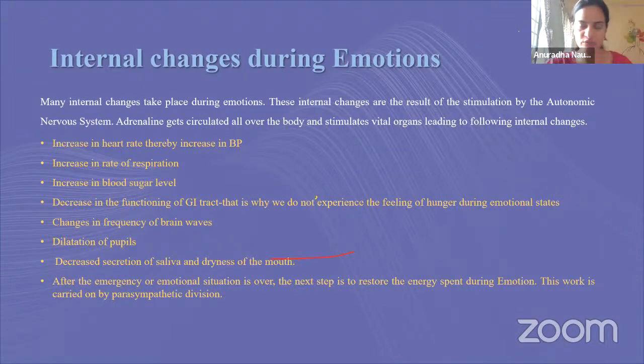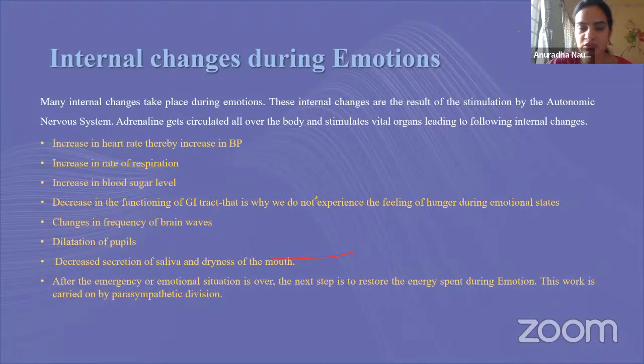It can lead to hormonal changes, to secretion of various neurotransmitters or various hormones, and that will allow us to experience emotions differently. So increase in heart rate, thereby increase in BP, increase in rate of respiration, increase in blood sugar level, decrease in the function of gastrointestinal tract. That is why we do not experience the feeling of hunger during emotional stages. Changes in frequency of brain waves, dilation of pupil, decreased secretion of saliva and dryness of the mouth.